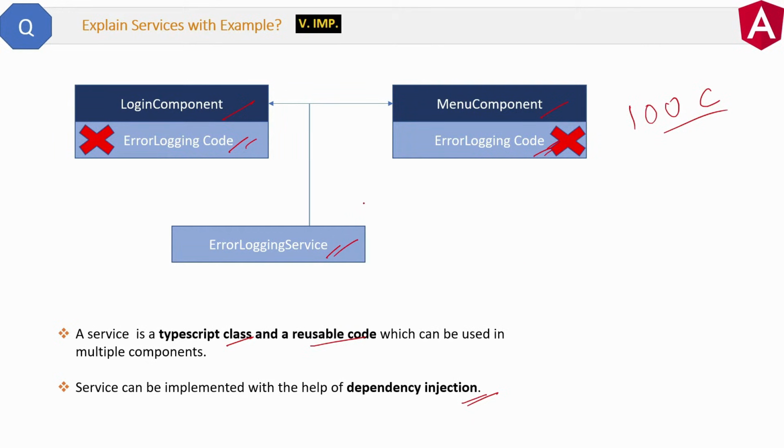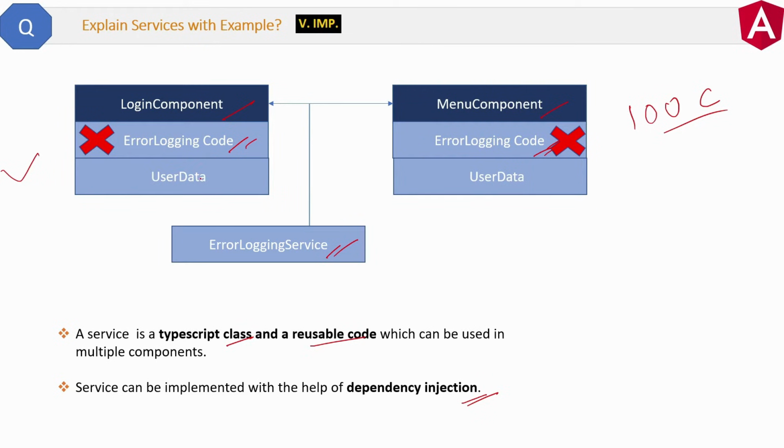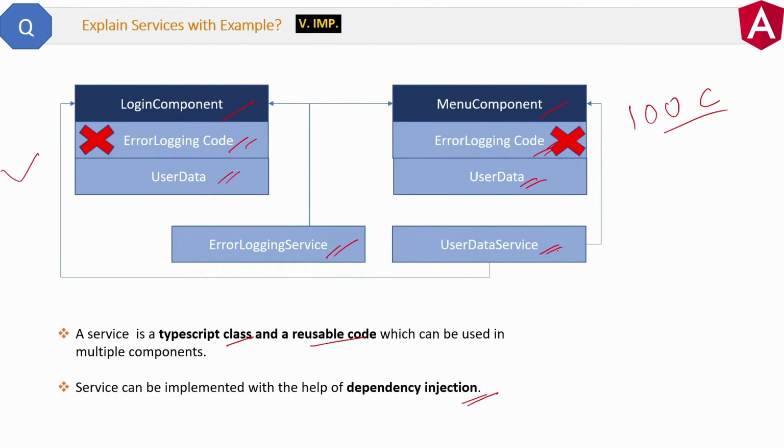The above example is of code reusability, but if you have user data or any kind of data, then you can also create a common or centralized user data service and remove the direct user data code from the components. So this is the second benefit of a service. This is the answer to this question. In the next question, we will see how to create the service and then how to inject it into the components.